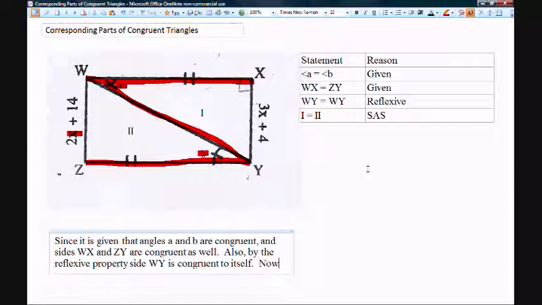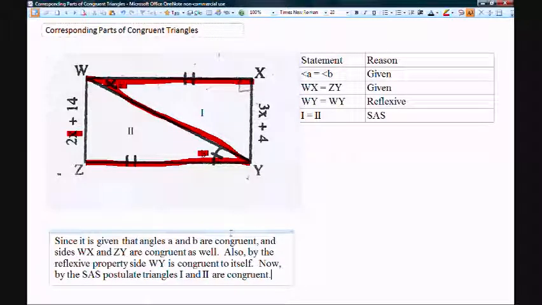Now, by the side angle side postulate, triangles 1 and 2 are congruent. And this is a geometric proof. This is how you write a proper geometric proof. You have to have your two-column table, and after writing your statements and reasoning, then you should write a paragraph detailing why these two triangles are congruent.